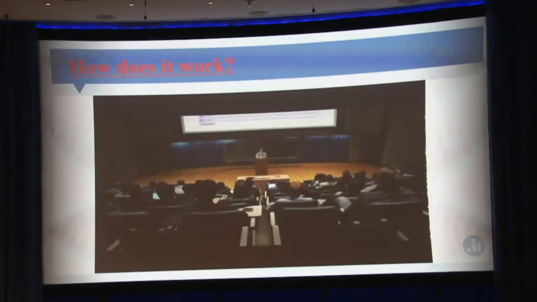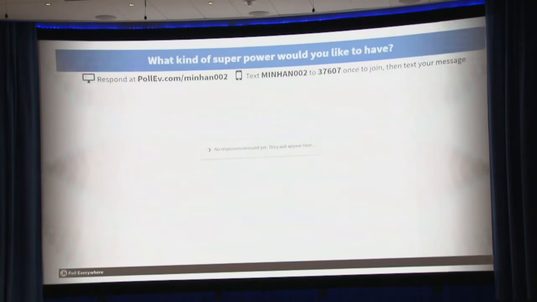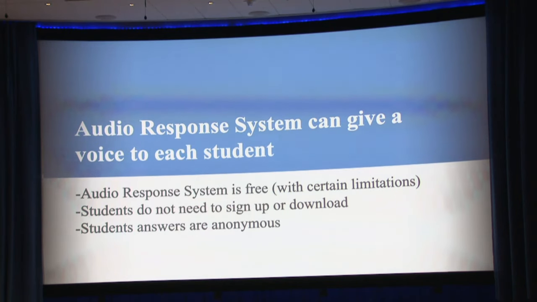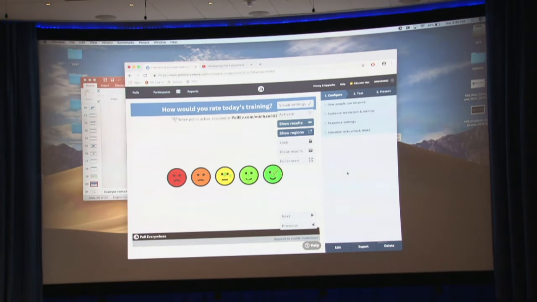So this is a brief explanation and introduction of Poll Everywhere. And the other things that are good about Poll Everywhere and other audience response systems: it is totally free, students do not really need to sign up, and it doesn't need additional devices like clickers. You don't need any of those, and student answers are anonymous. That part I didn't show you on the website, but let me go back to the website and show it to you.